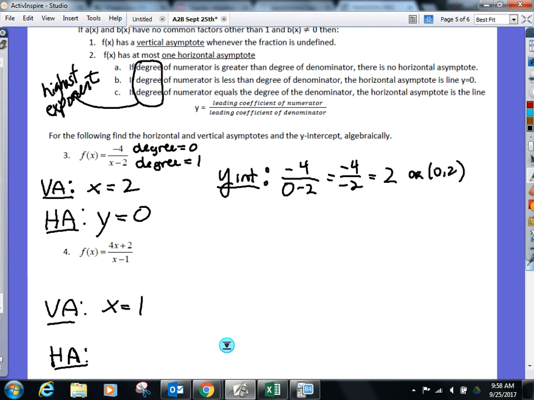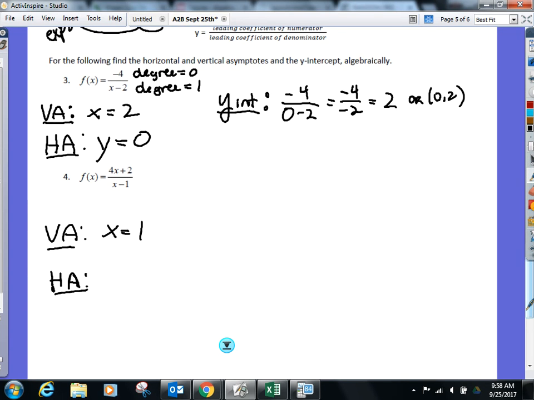Go back down. What number is out in front here? 4. So it's going to be y equals 4 divided by the leading coefficient in the denominator, 1. So my horizontal asymptote is y equals 4. If my horizontal asymptote is y equals 4, what would my range be?